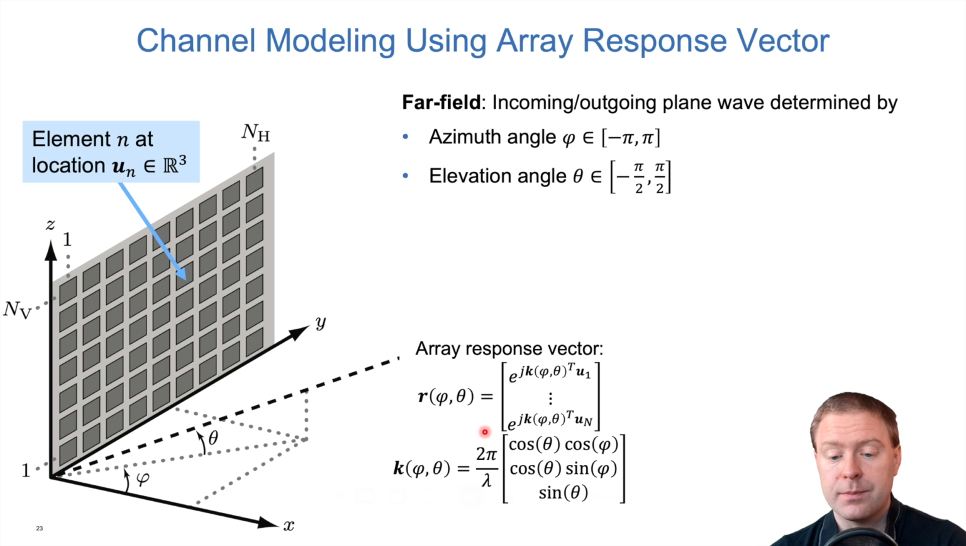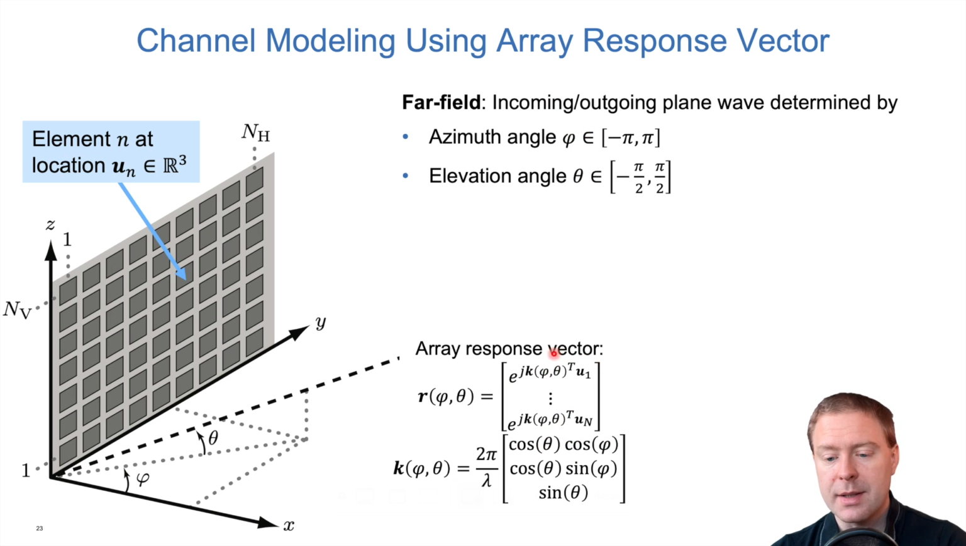The way of doing that is to write up r, which is a function of two angles, and it contains e to the power of j, and then we have an inner product between the location of an element and something that we call the wave vector, which is 2 pi divided by lambda. So this has to do with the phase shifts. And then this: cosine theta cosine phi, cosine theta sine phi, and sine of theta. This is describing the location on the unit sphere in the particular angular direction.